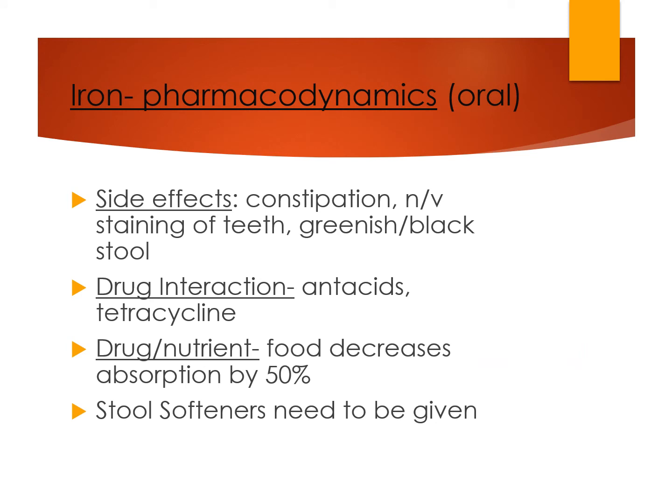Side effects, as I said, include constipation, nausea and vomiting, staining of the teeth, and a blackened stool. Drug interactions include antacids. I said to take it in an acidic environment. And tetracycline. It will impede the absorption of tetracycline when taken with iron. Tetracycline will impede the iron, and the iron will impede the tetracycline. Food decreases absorption by about 50%, and stool softeners do need to be given.